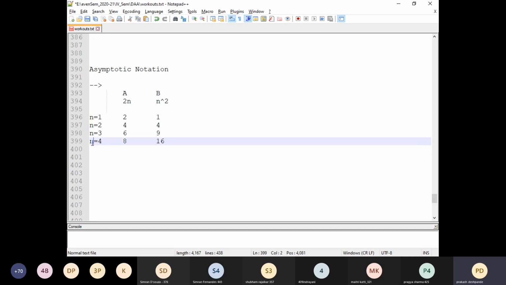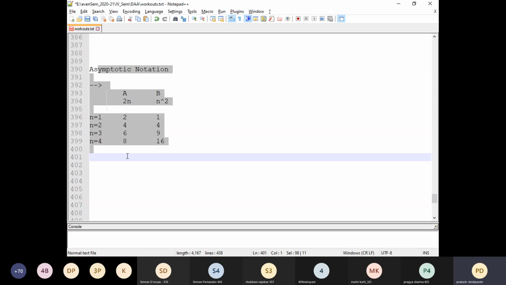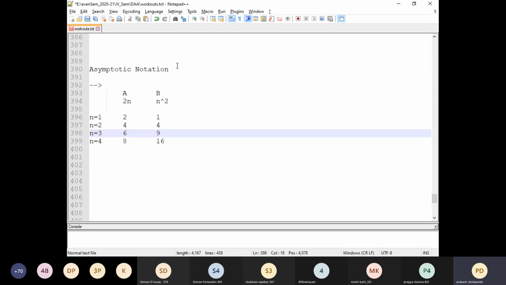Most of the time these values keep on increasing, so we need to find out how the time complexity of the algorithm increases and to what level it can increase. The study of this is what we call asymptotic representation or asymptotic notation.